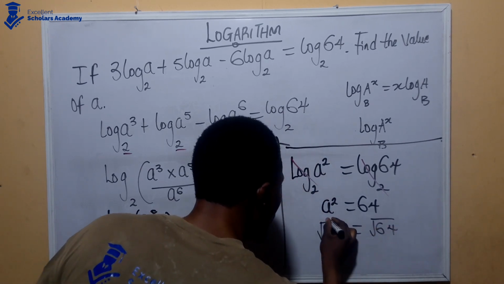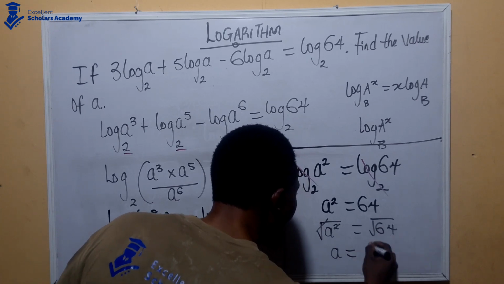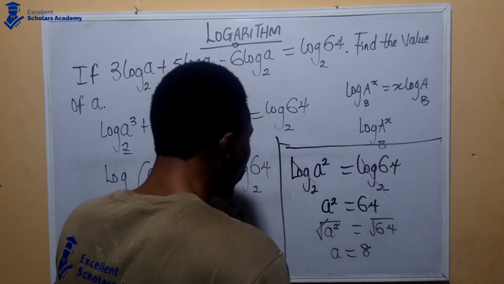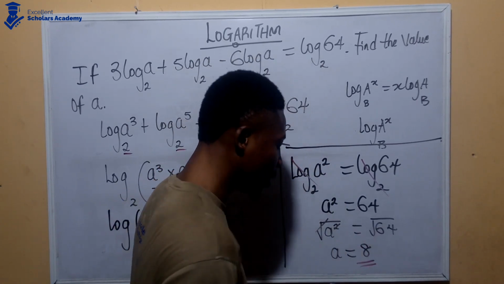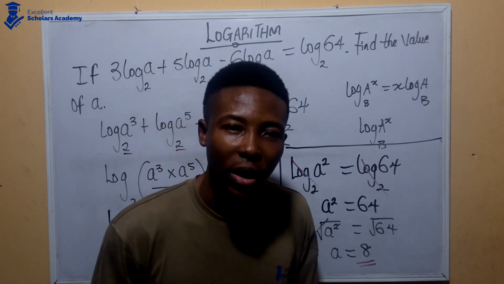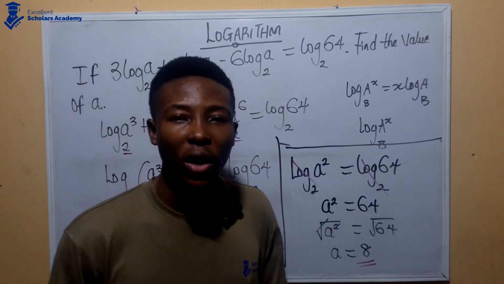So the square is going to cancel the square root. So you have a is equal to the square root of 64, which is 8, because if you multiply 8 in two places, you get 64. So the square root of 64 is 8.